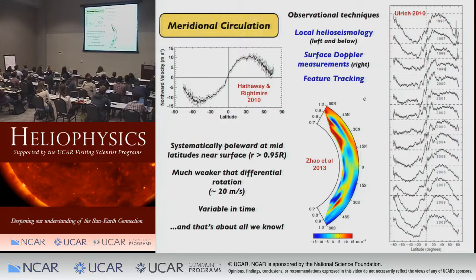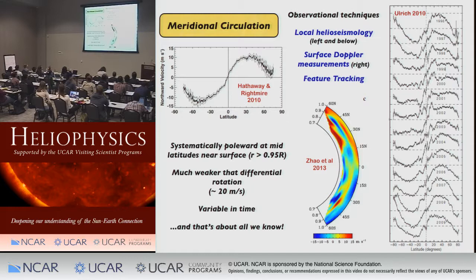This inversion here goes toward the poles near the surface, and you can measure that also near the surface. You can measure it at the surface based on correlation tracking of magnetic elements that tend to drift toward the poles. And then you can use seismology to try to measure it deeper down. So one thing we know is it's toward the poles near the surface with a rate of about 20 meters per second, and it's variable in time.